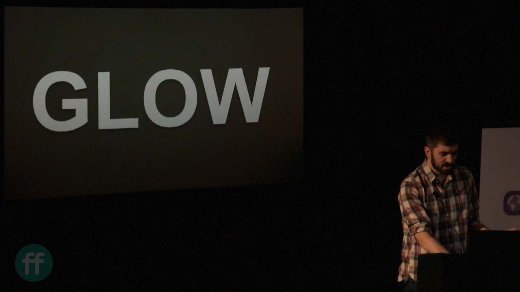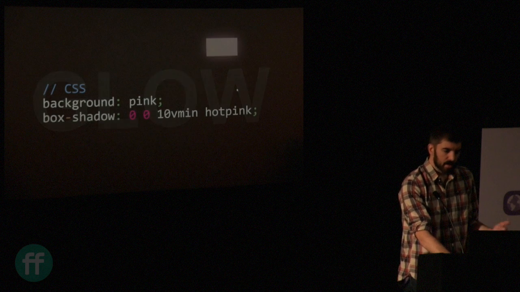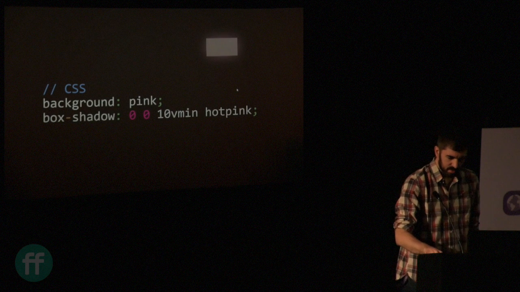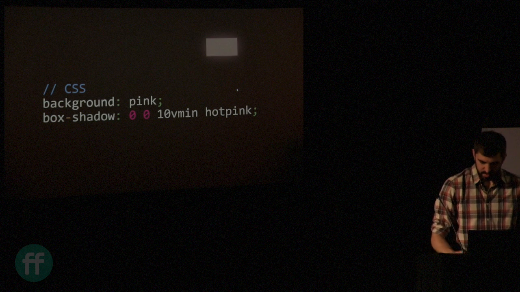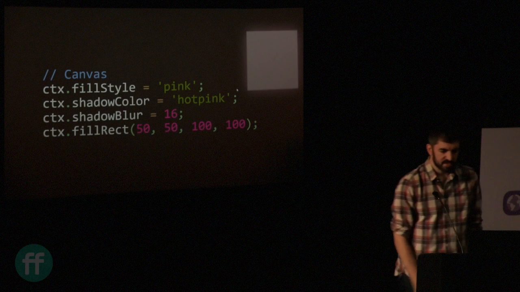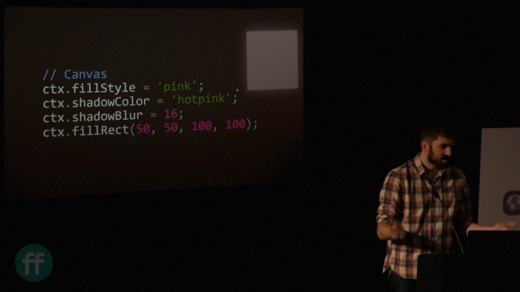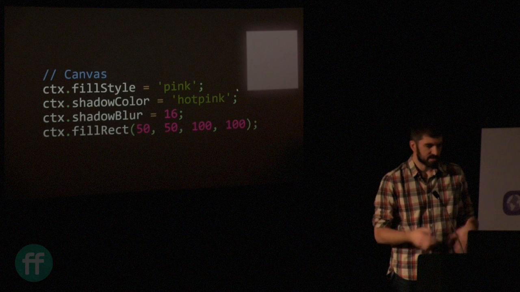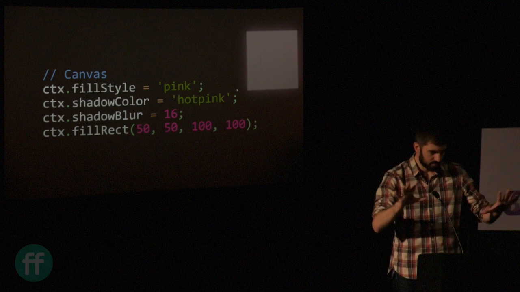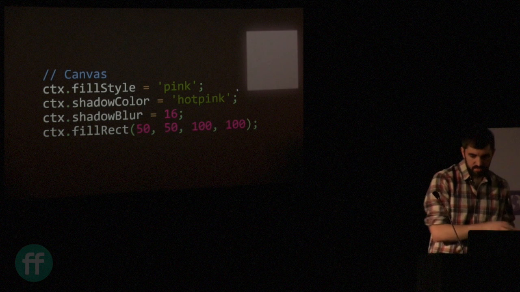To do shiny things, in CSS you can use box shadows. That works perfectly fine, no problem. In Canvas, you can use shadow blur. Shadow blur is, it's named shadow, but it's not about shadow. It's about drawing the same shape, but blurry. And you can use that to make shadows, but also to make things glow.